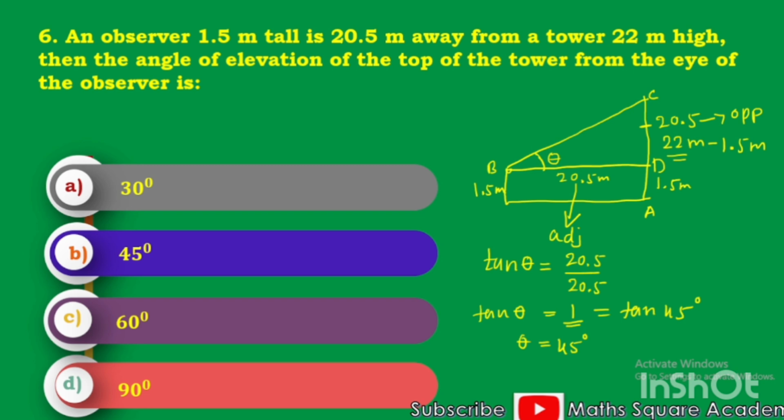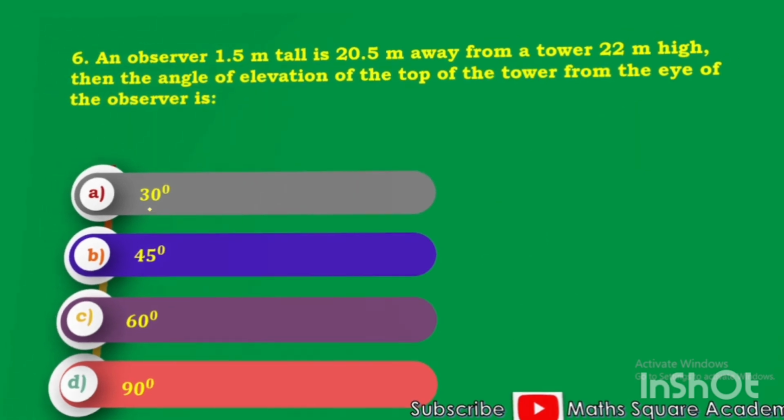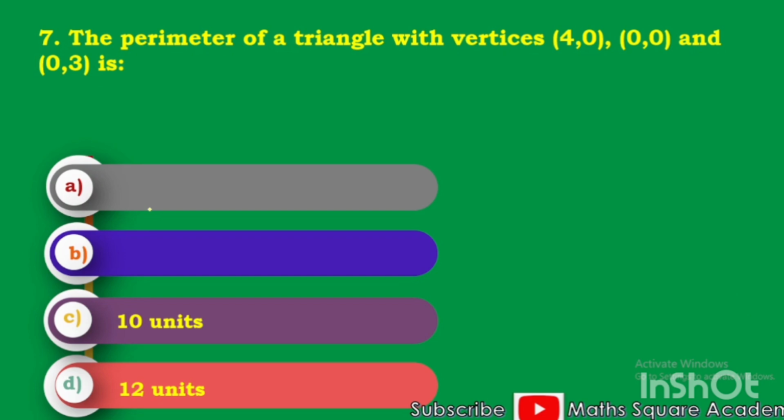Yes, in this way you are going to solve this question. The option is B1, that is angle 45 degree. So we'll move to the next question. The question is: the perimeter of a triangle with vertices (4, 0), (0, 0) and (0, 3).